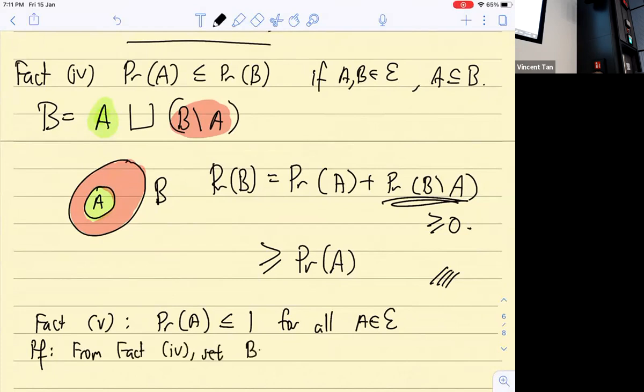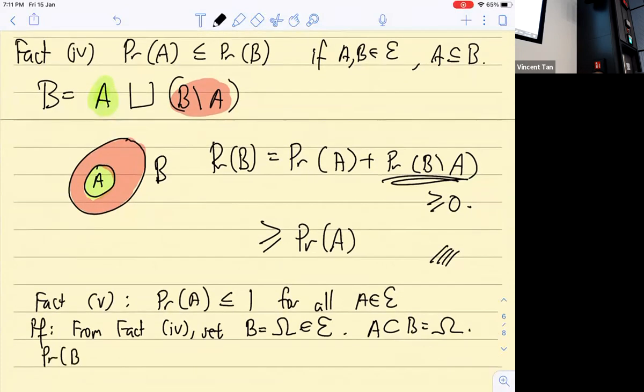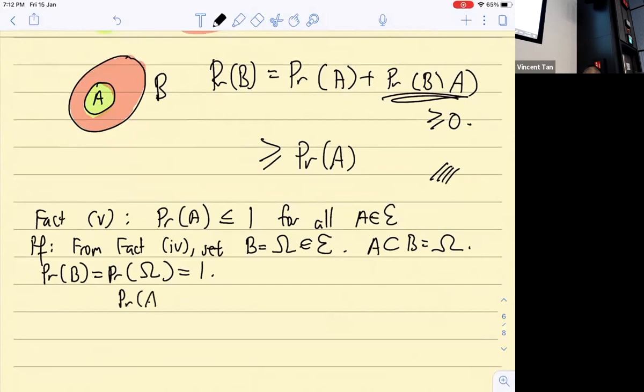set B to be equal to omega. Then omega is certainly in E, and A is certainly a subset of B equals omega. Right? And probability of B is equal to probability of omega, which by the first axiom of probability is equal to 1, as desired. So we have probability of A less than or equal to probability of B, which is equal to 1. Okay? Make sense?